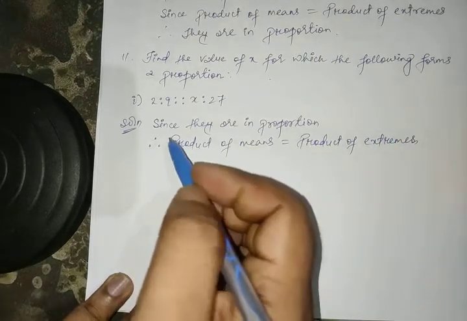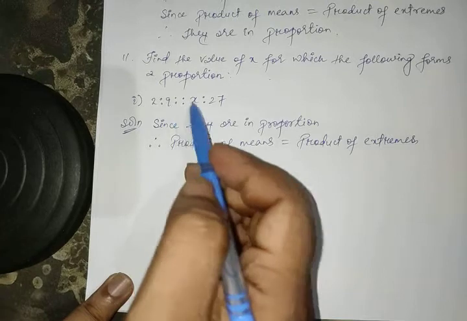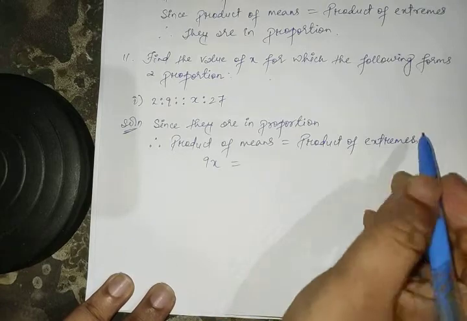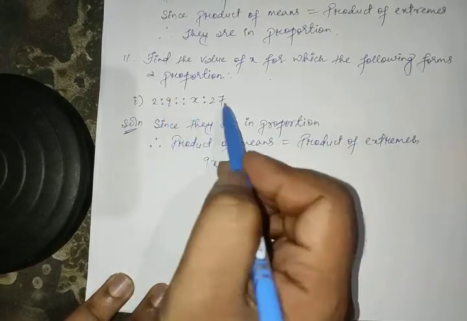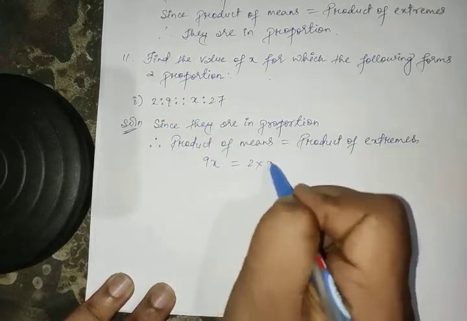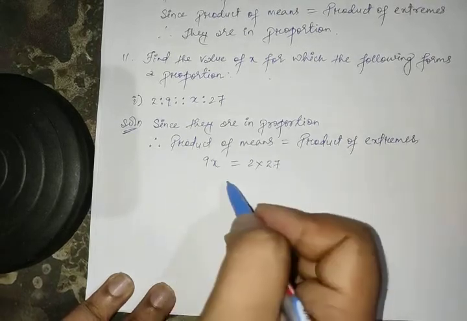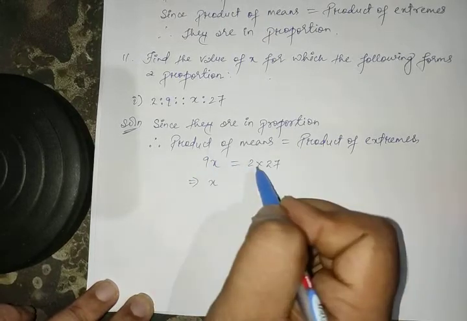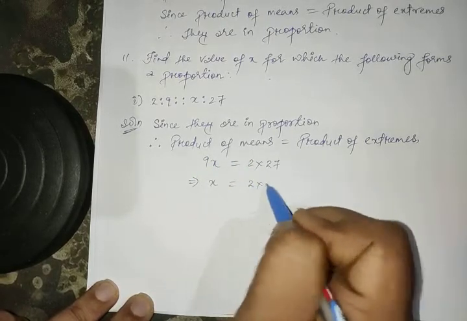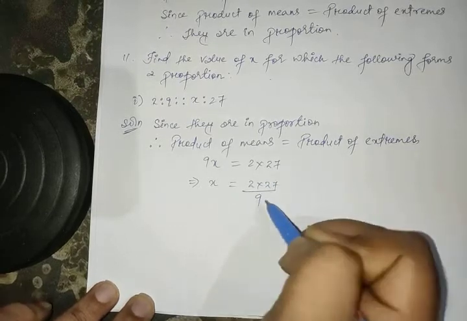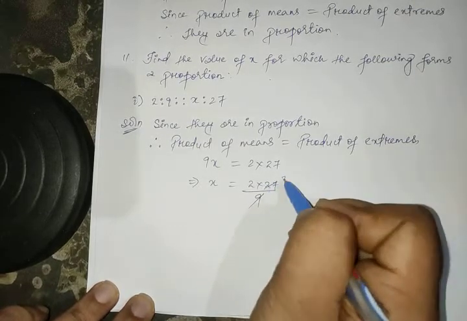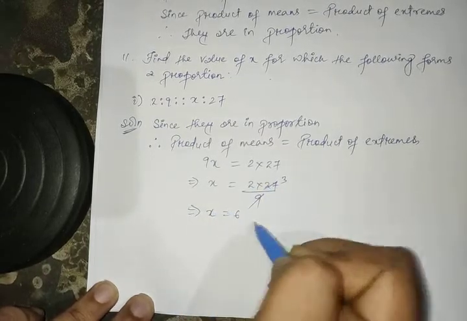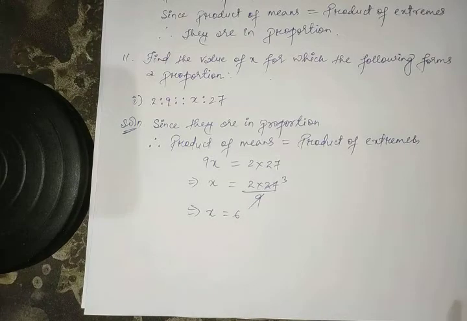So here what is the product of means? The middle terms are 9 and x, right? So product of means, you have to multiply 9 into x, that is 9x, equal to product of extremes. The extreme terms are 2 and 27, so 2 into 27. So from here we have to find the value of x. This 9 is multiplied with x. If you take it on the right, it will be divide. So 2 into 27 divided by 9. Here we can cancel with 9. 9 3s are 27. So we'll get x equal to 2 into 3 is 6. So the value of x is 6.